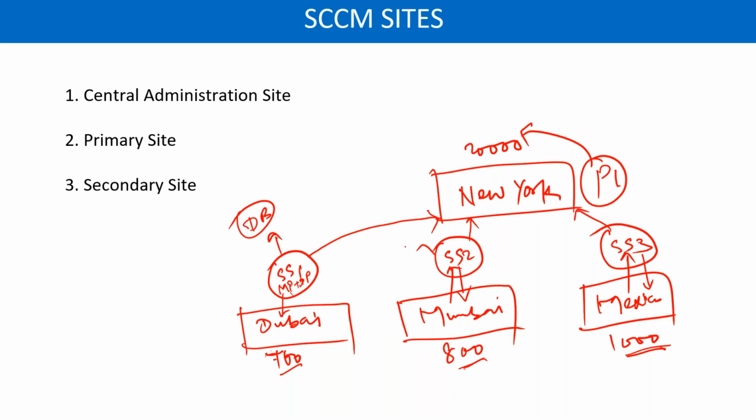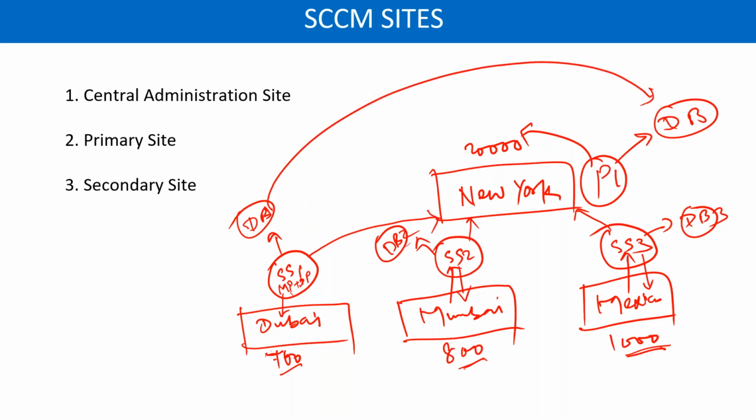This also has a database, and this also has a database. So database 1, database 2, and database 3. And the primary site also has a database. So all this data will be replicated here. The secondary site will replicate its data with the primary site database. Clear, everyone? Yes. Bashir, your question is answered.